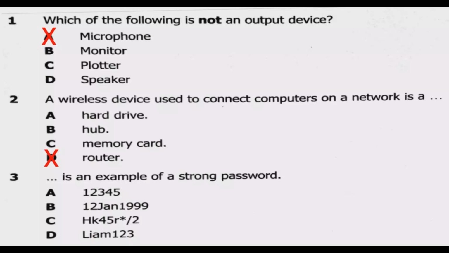C. HK45 R */2. That one is one of the strong passwords. If we go to D, we have got Liam 1 2 3. It's not a good password because that is a name and numbers counting 1 up to 3. That one is also a weak password. So the correct answer is C. Among these passwords given, C is the strongest password. The rest are weak passwords.